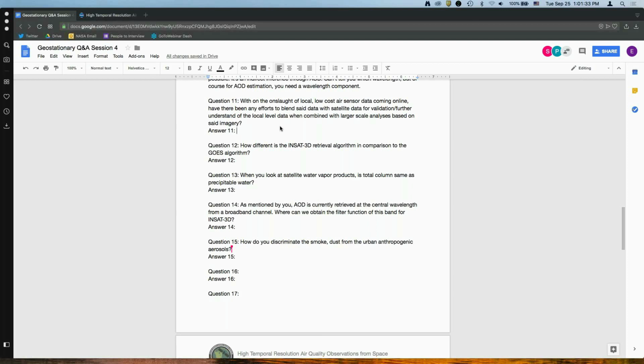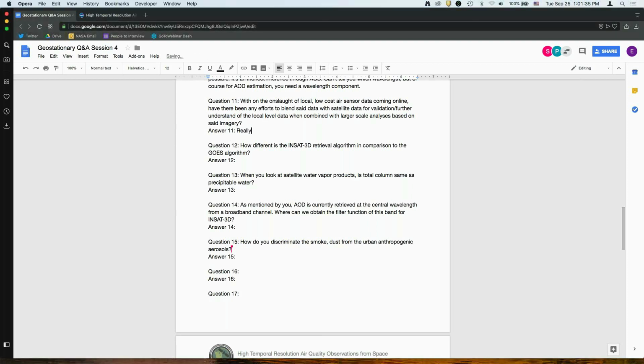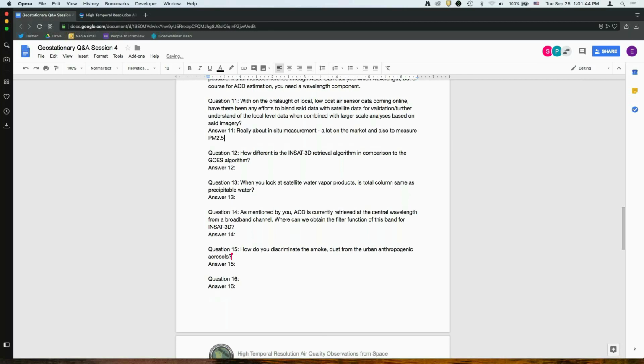So there is a large amount of instrumentation available in the market, mainly to measure aerosol optical depth. There are sun photometers, and also instruments to measure PM 2.5 and PM 10. Now, relatively low-cost sensors are available in the market where you can measure PM 2.5 and PM 10 as well.